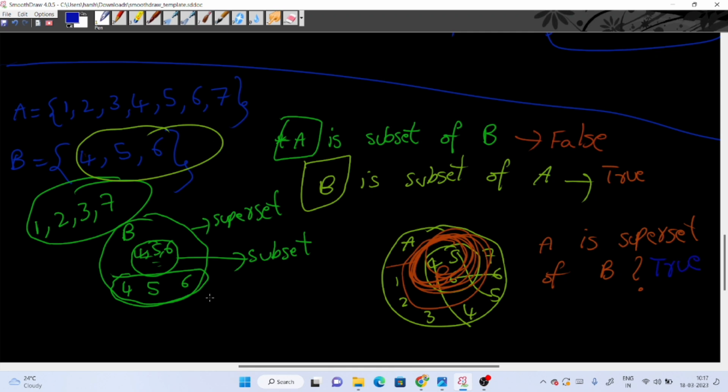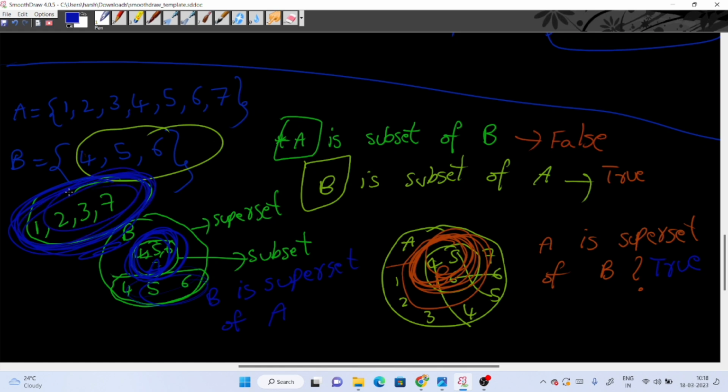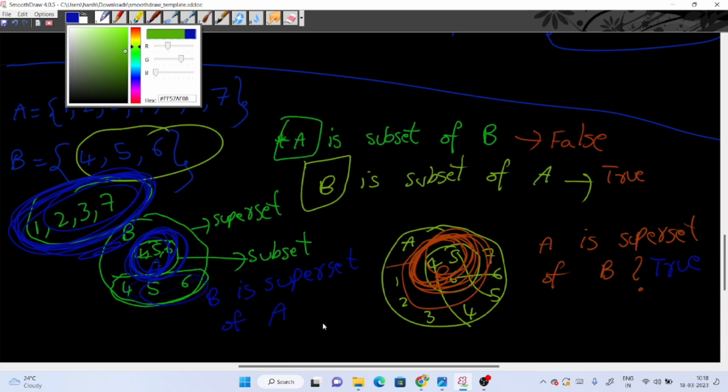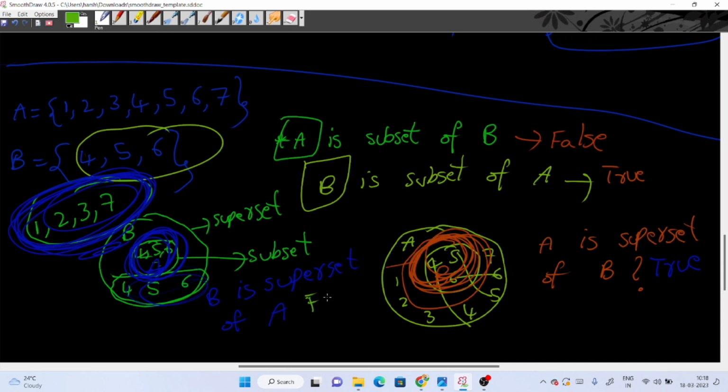But if the question is whether B is a superset of A, so now let us see in this example, this is B and this is A. So in this example, we can see that in B we have 4, 5, 6, but in A we can only fit 4, 5, 6 here. But we can't fit the numbers 1, 2, 3 and 7. So B can't be the superset of A. So I will write the output here as false.